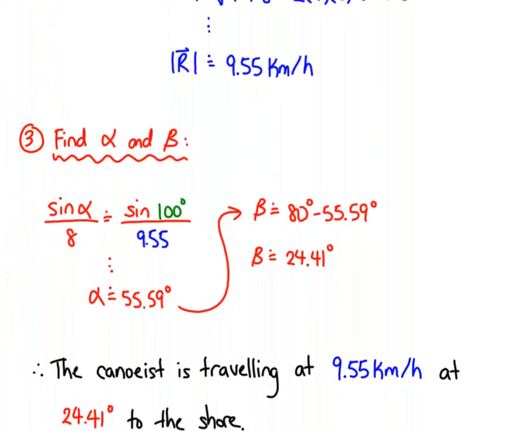Okay, so here's all the work right here, and I got 24.41 degrees. Remember, I would expect all the approximation dots, all of the degree symbols, like everything is still perfect communication marks. Just because the concepts are more difficult doesn't mean we forget about that foundation for math. All right, the final answer: the canoeist is traveling at 9.55 kilometers per hour. That is our magnitude. At 24.41 degrees, that's our direction to the shore. So it's important to say to the shore.